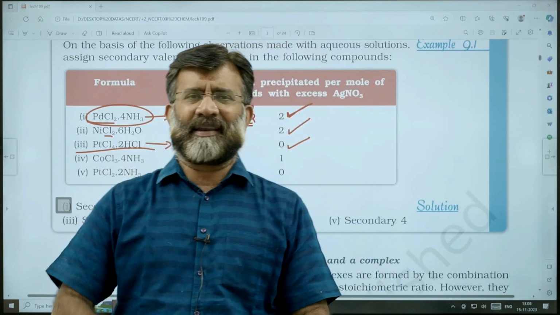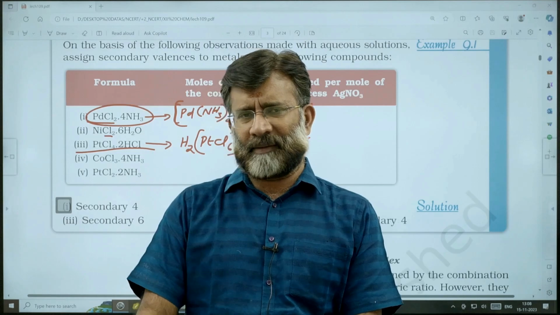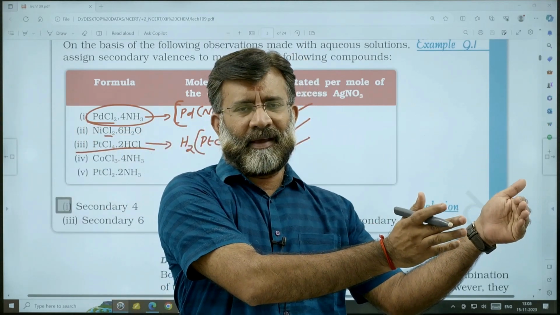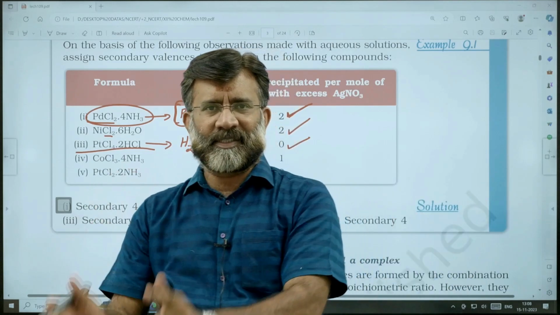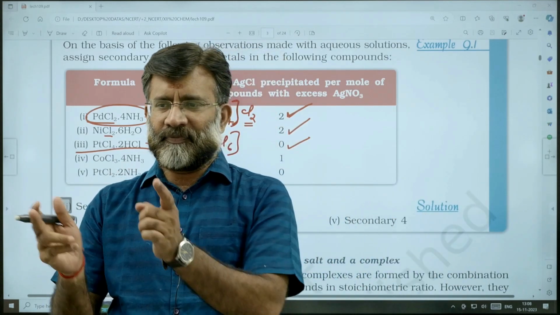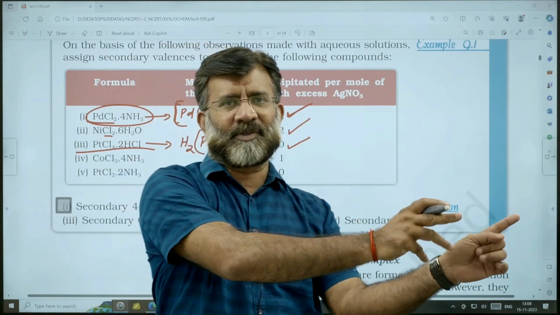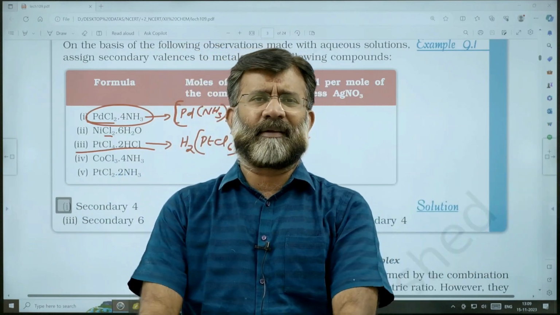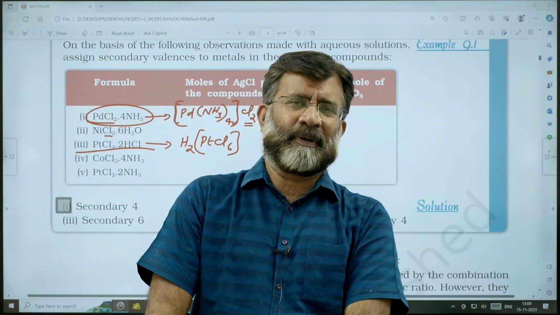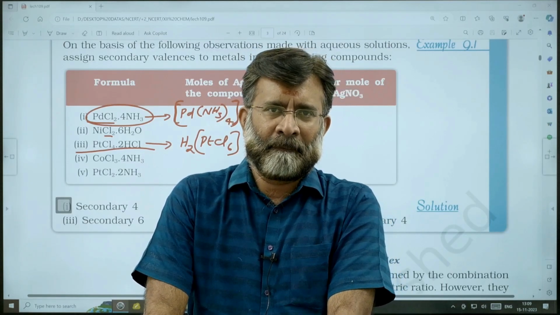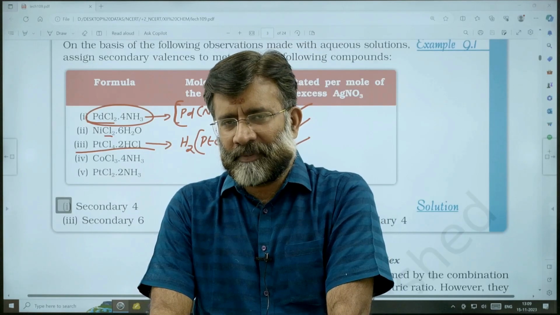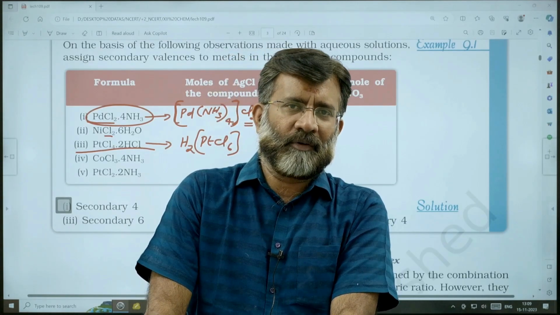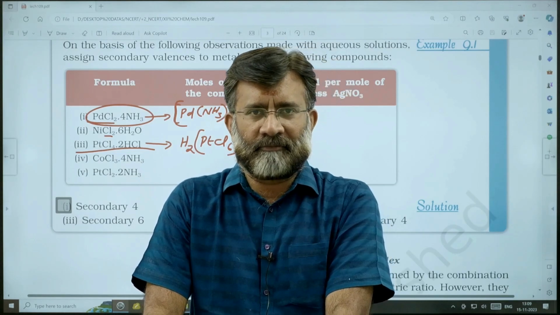Some numerical type of questions, simple numerical type. Certain moles of the complex will give you certain moles of AgCl precipitate, then which is the formula correct? If the formula is given like this, how many moles of AgCl do you get as precipitate? Like that, some simple numerical part regarding the stoichiometric aspect of complex compounds, based on the simple experiment conducted by the father of coordination chemistry, Alfred Werner.